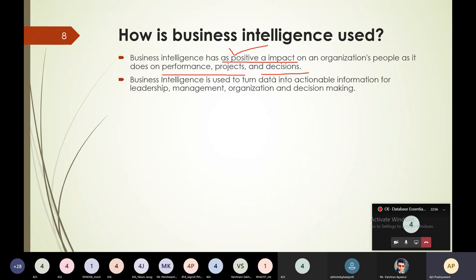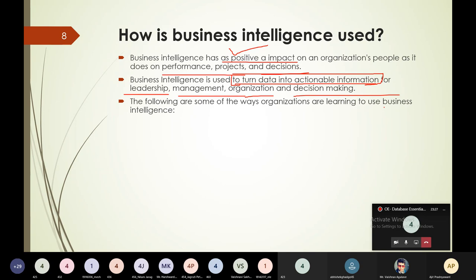Business intelligence is used to turn data into actionable information. This is very important. It turns your data into actionable information for leadership, management, organization, and decision making. The following are some of the ways organizations are learning to use business intelligence. First is analyzing customer behavior.